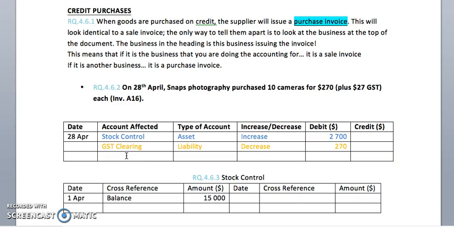Now, the lucky last, it is a credit purchase. So we have creditors control. The liability is going to increase because we are paying for more, so we owe those creditors. So 2,970, our total credits equal our total debits. Now we just need to chuck this in.